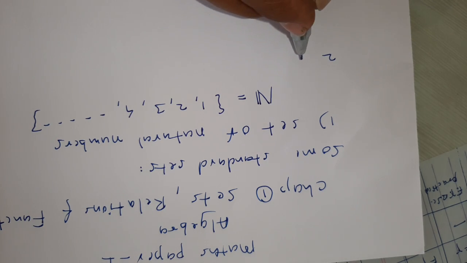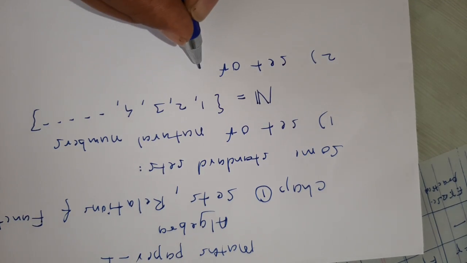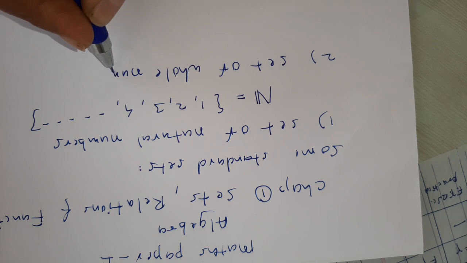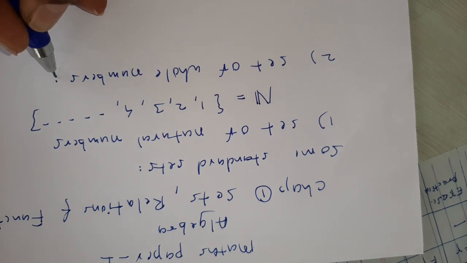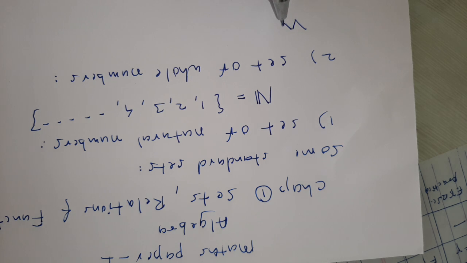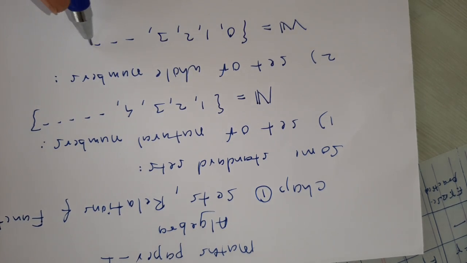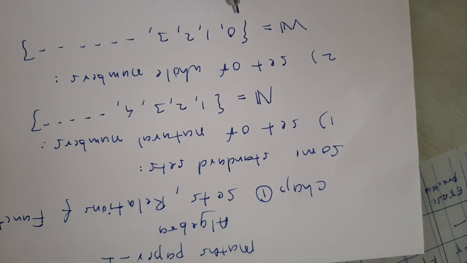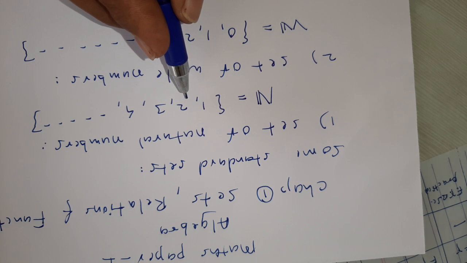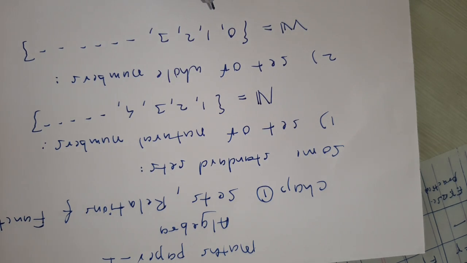Then number two, set of whole numbers. This set is denoted by notation W and this set contains 0, 1, 2, 3, 4, 5 up to infinity. That is one more element, 0, and this set is the set of whole numbers. The numbers that lie between 1 and 2, for example 1.5, 1.6, are not natural numbers. These are not the elements of the set of whole numbers, that is W.